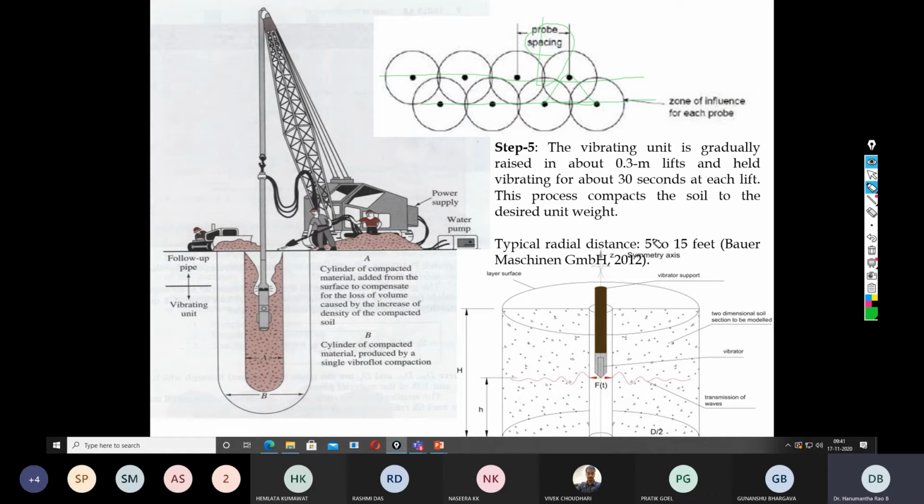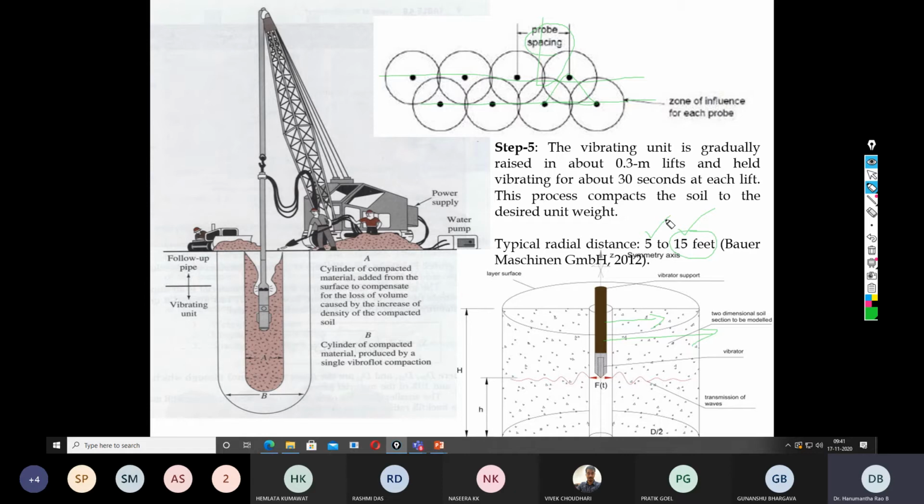If it is a small amount of energy, then we may densify the soil up to only 5 feet in the lateral direction, that is, in the lateral direction from the center of the probe. If the applied vibration energy is very high, then we can improve the soil in the lateral direction up to as large as 15 feet.